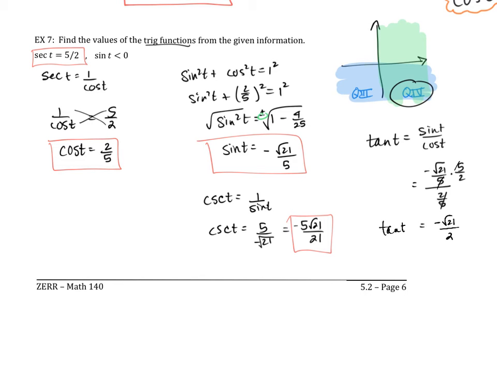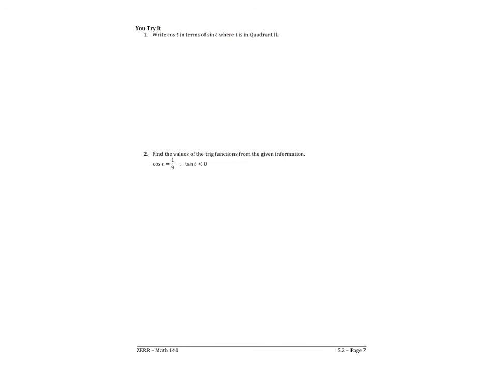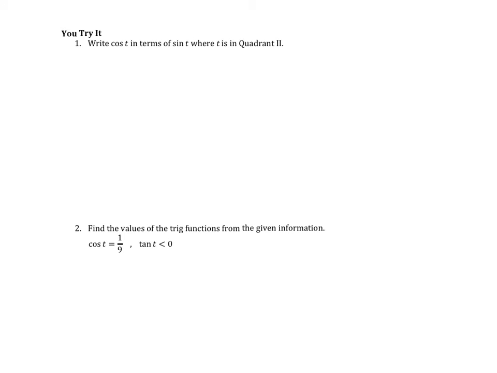We're almost done. We just need cotangent, and it'll be the reciprocal of our tangent. So cotangent would be 2 over negative square root of 21, and we'll just rationalize the denominator. And so we will get negative 2 root 21 all over 21 for cotangent. Okay, I'm going to give you some time to think about this and work on this yourself. So go ahead and pause and work on number 1.